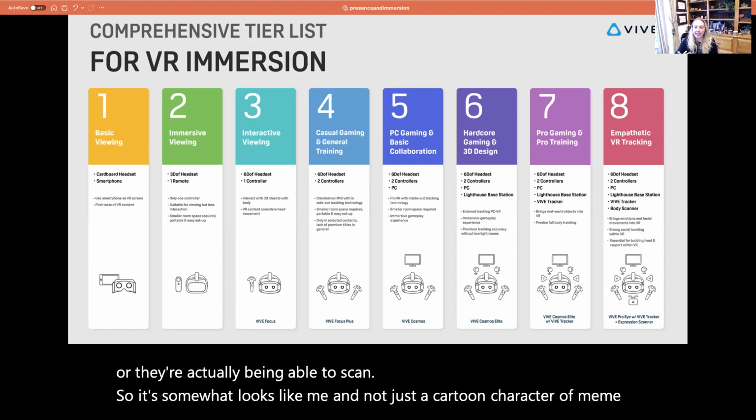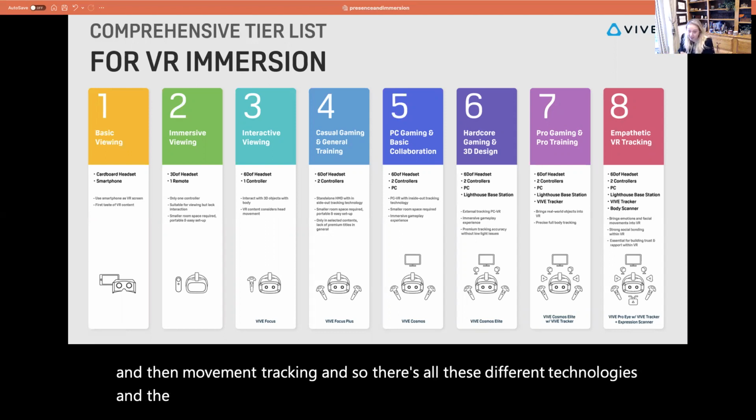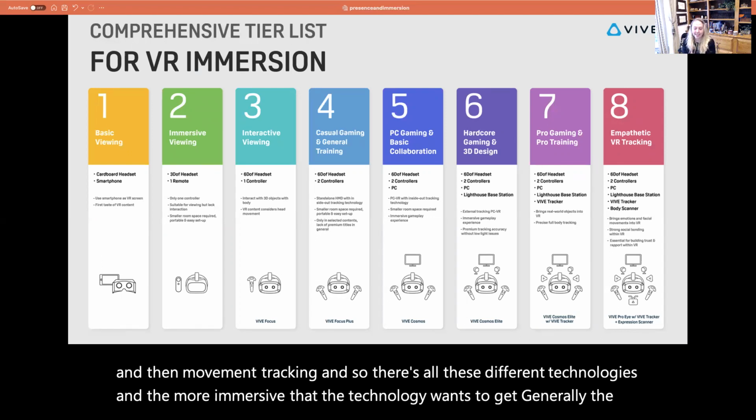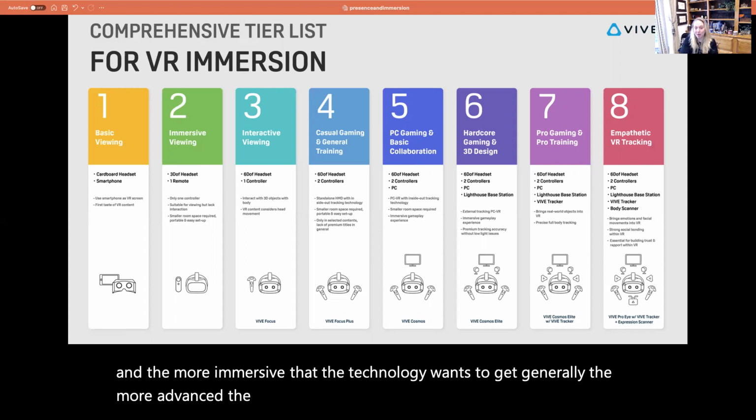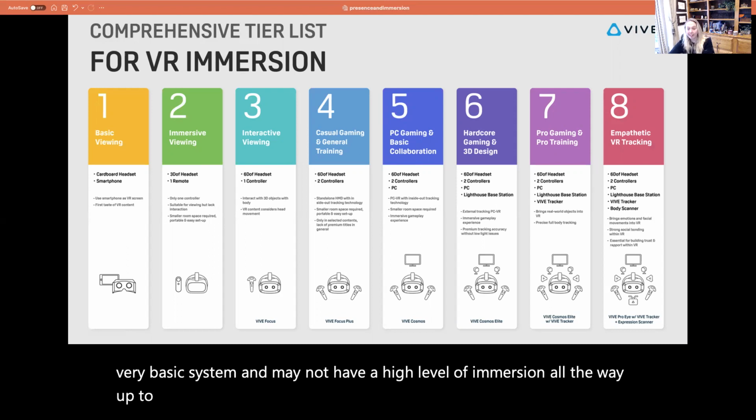And then movement tracking. And so there's all of these different technologies, and the more immersive that the technology wants to get, generally the more advanced the technology has to be. So we go from what can be a very basic system and may not have a high level of immersion, all the way up to really precise full body tracking and the ability to scan expressions and eye movement.